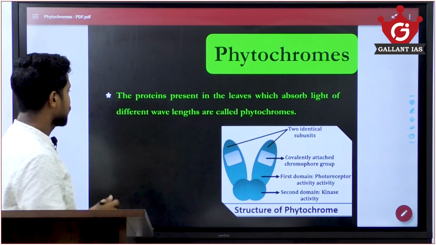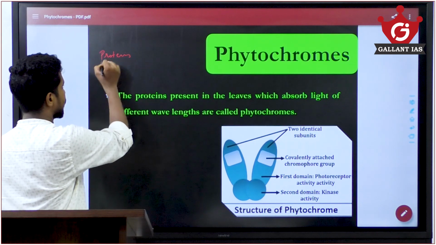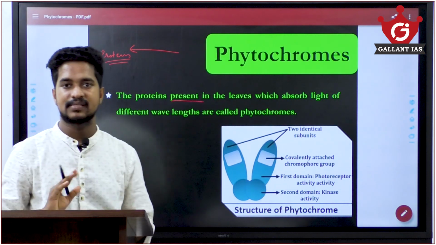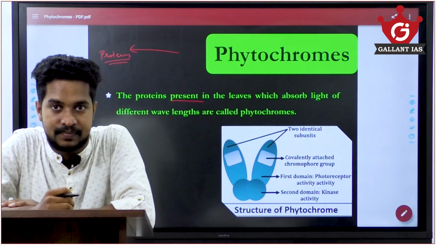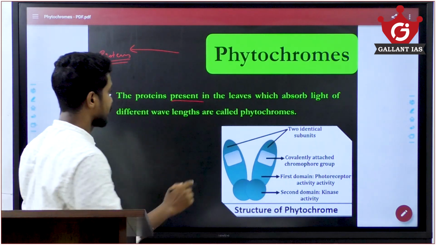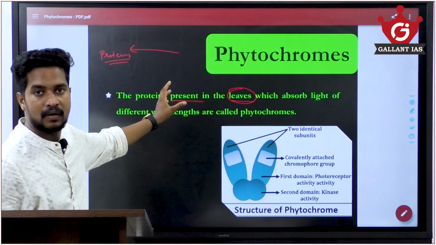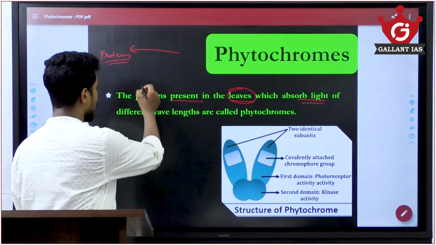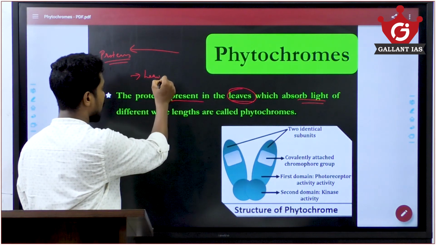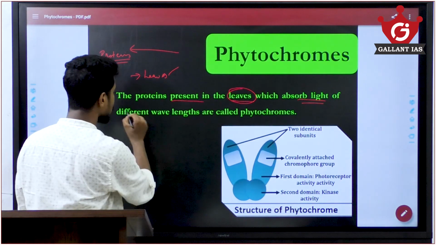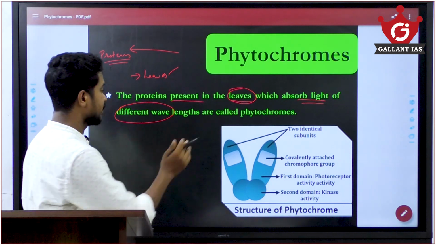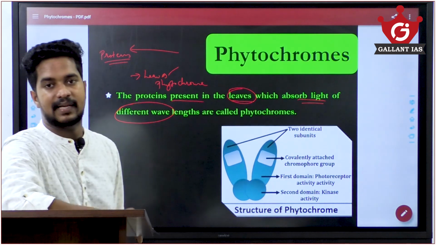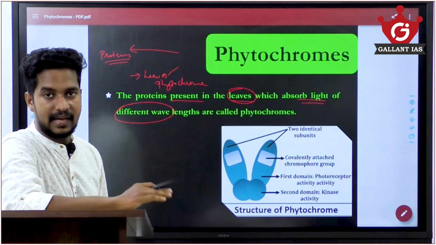I already mentioned that phytochrome is actually a protein. It is present in the leaves, where phytochromes can be seen. This protein on leaves can absorb light of different wavelengths, and that is what we call phytochrome. So what do you mean by phytochrome? Phytochrome is a protein seen on leaves that can absorb different wavelengths of light.